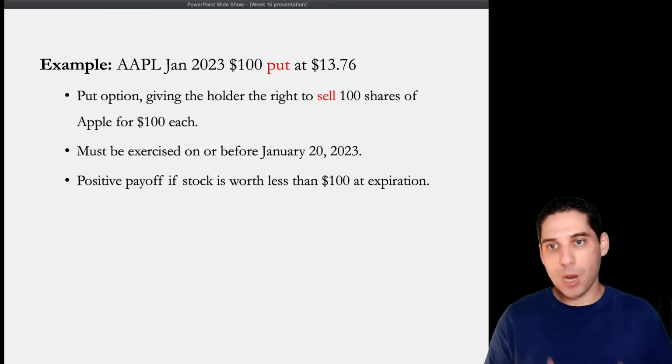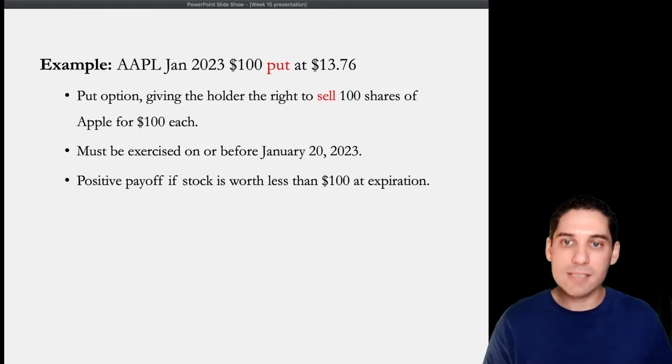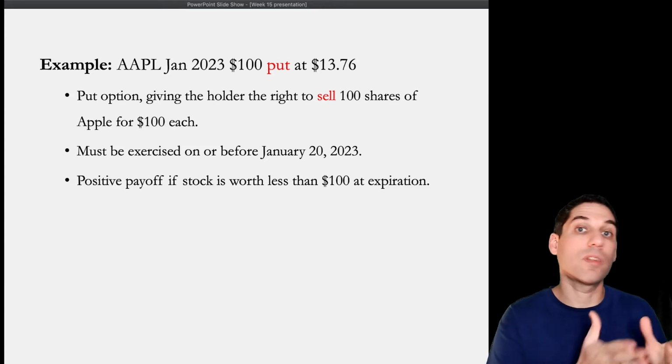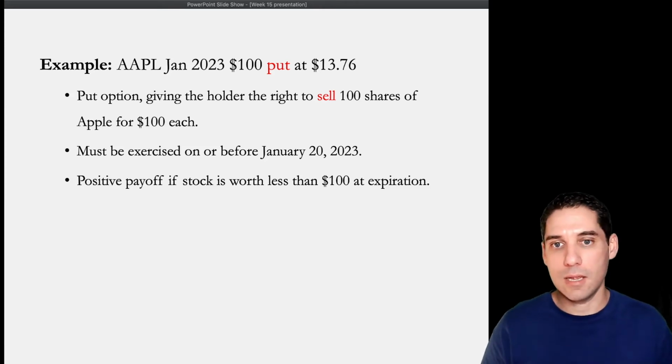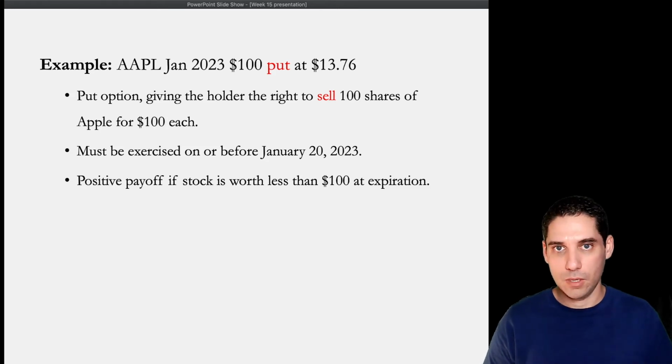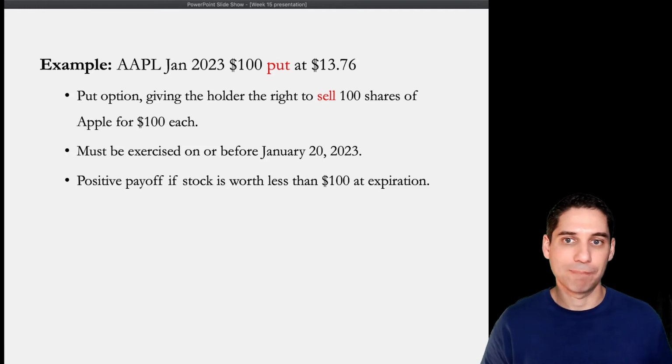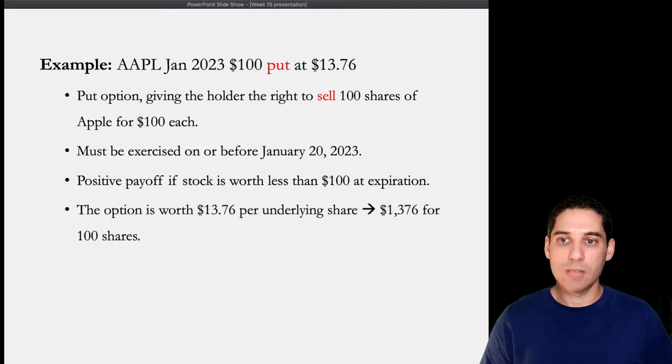Right? So a put option will give us a positive payoff if the stock is worth less than the strike price. So here in this case, less than $100 when we decide to exercise the option. All right, and the option is worth 13.76, as I mentioned, for each share of the underlying. So $1,376 for 100 shares.